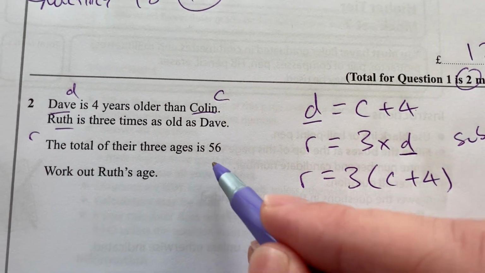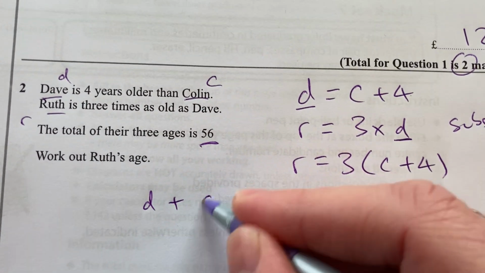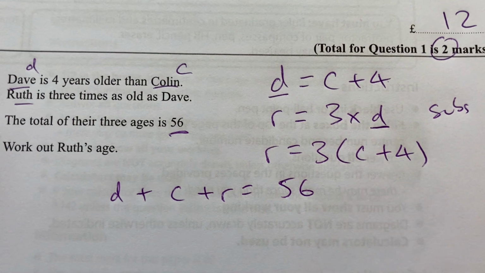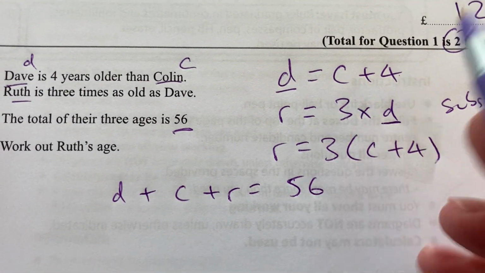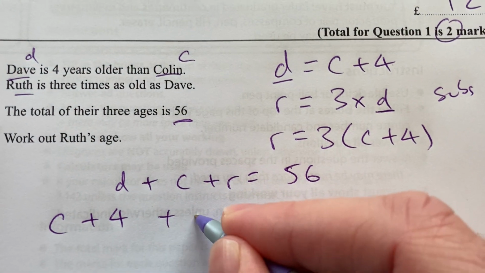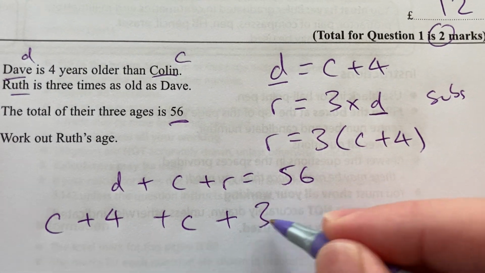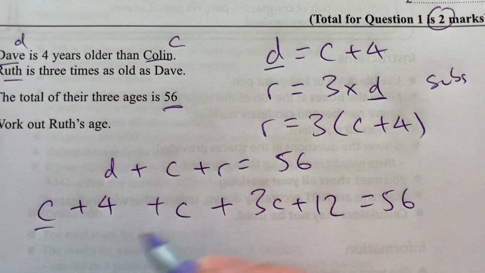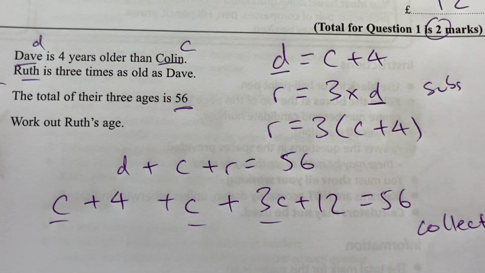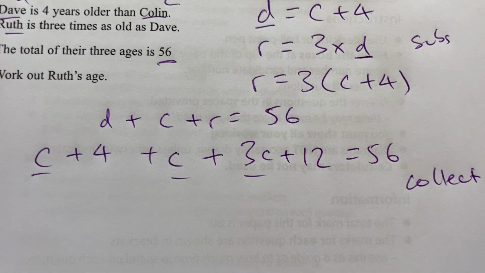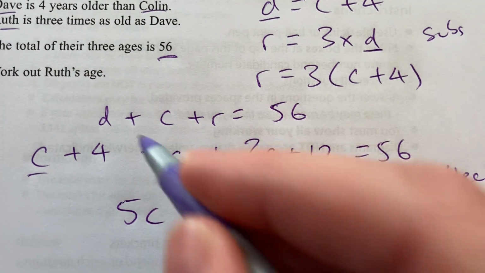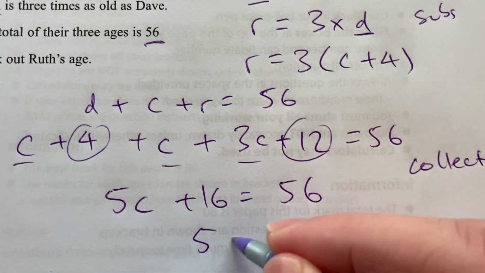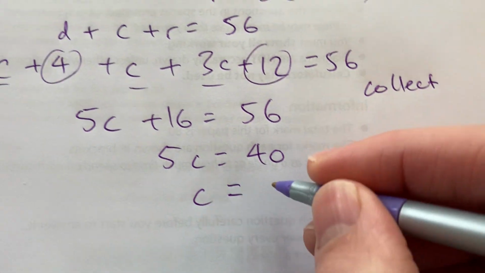Now the total of the 3 ages is 56. So now I can have an equation where D plus C plus R is 56. Now I'm going to replace each of them so I only have one variable. I know that Dave is C plus 4, so C plus 4 plus C, and Ruth is 3C plus 12, and that equals 56. I now have one equation with only one unknown. Collect the like terms. Have a look at the other videos and shorts about collecting like terms. We have 5C plus 16 equals 56. Now solve the simple equation. 5C equals 40, C is 8.